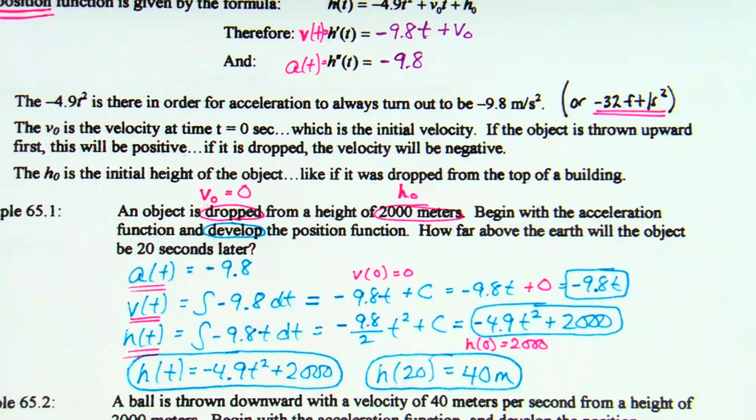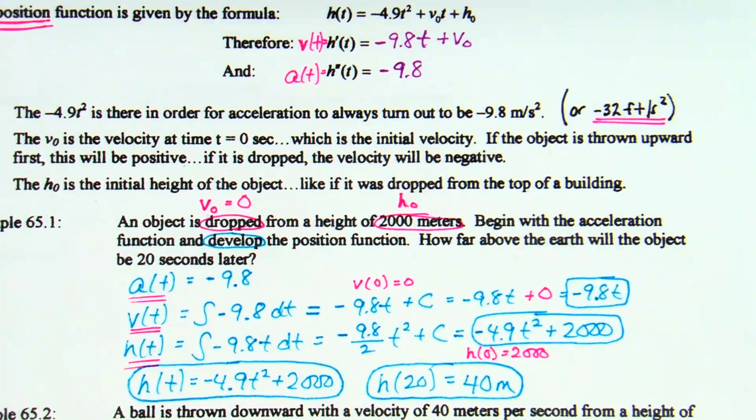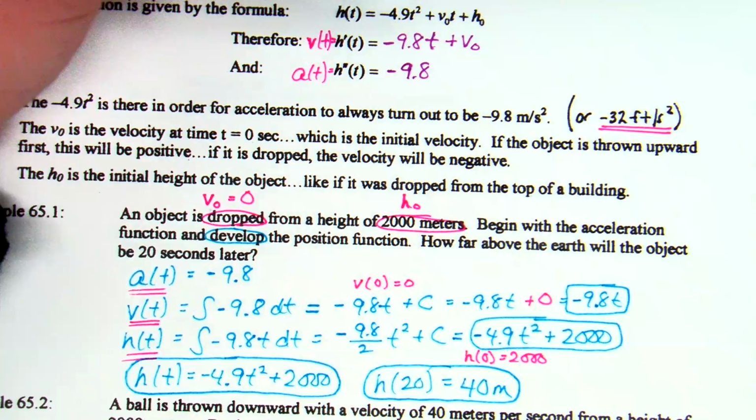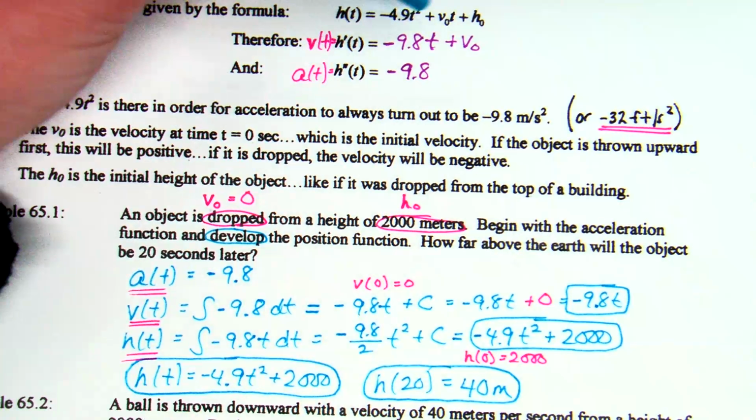My recommendation, if you want to go this direction, you can think about finding the c by hand, but also realize we can use this basic height formula here, where v naught, the initial velocity, goes in front of t, and the initial height is added at the end.